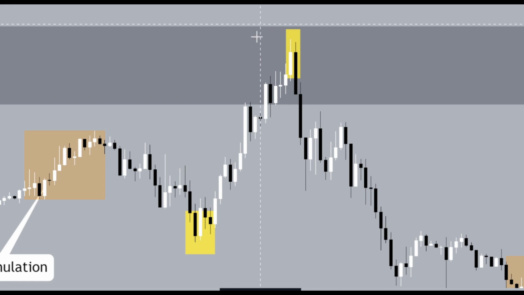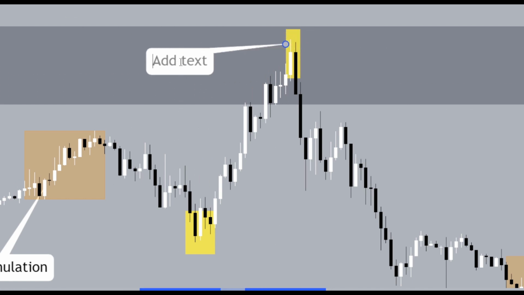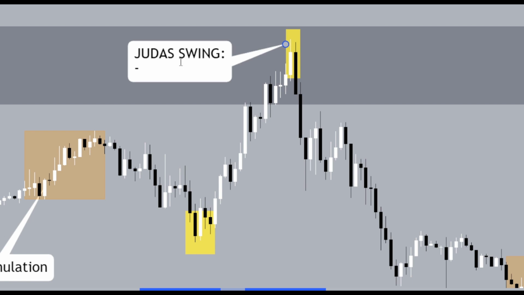What we see is the markets giving the ICT Judas swing. This is an ICT Judas swing. And one question I often get is, what actually makes an ICT Judas swing, right? What are the rules behind an ICT Judas swing? Okay, so this is a Judas swing. So when we look at a Judas swing itself, right, the Judas swing has a couple of things you want to characterize from it. It must break structure.